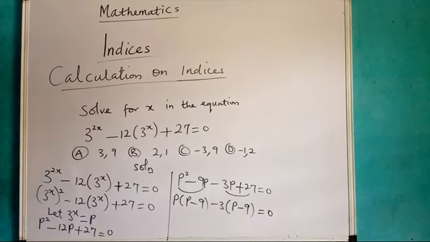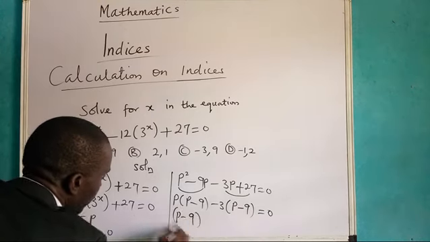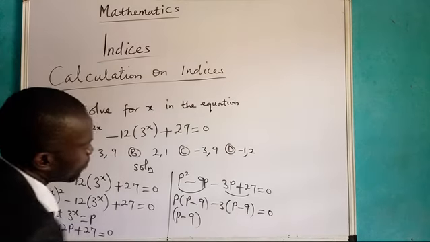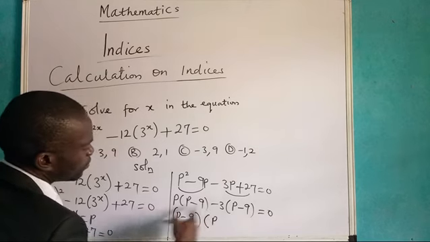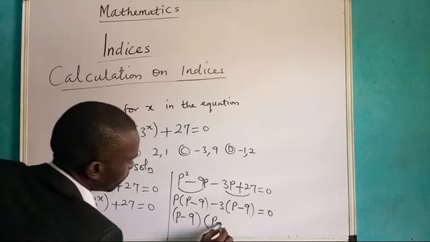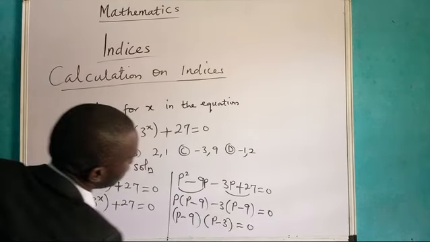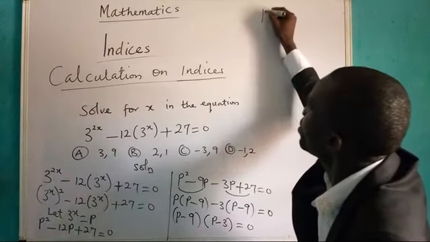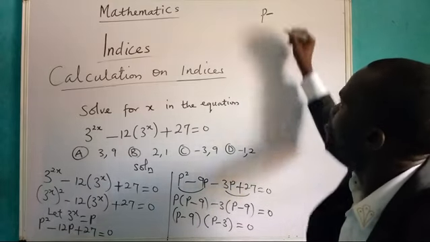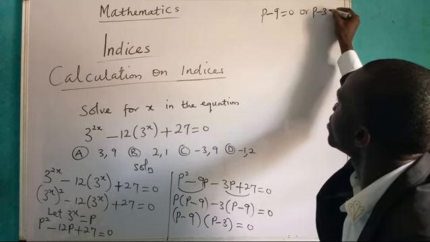Now we have a common bracket. I need to pick one of the brackets and do away with the other one. For the one outside, we form the second bracket: p minus 3. So p minus 3 is the one outside the bracket, to form the second bracket, equals 0. Now, what does this mean? It simply means that p minus 9 equals 0, or p minus 3 equals 0.